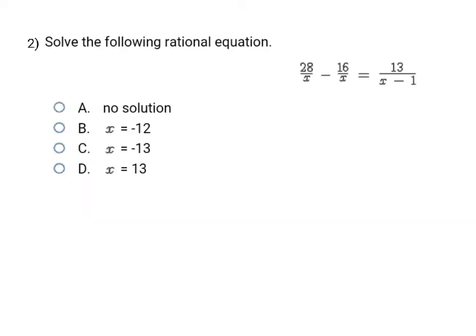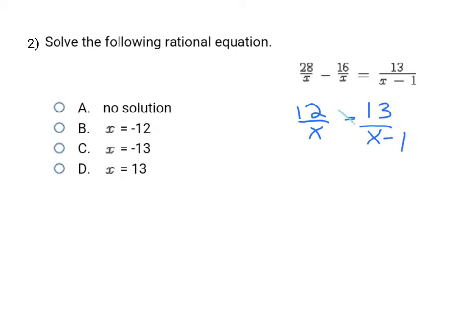Here I'm solving another rational equation, but on this side I have two fractions equal to one fraction. It's always my goal when I'm solving and I have fractions to get one fraction equal to one fraction. So I want to see how I can combine this left side into one fraction. Well, it's subtracting fractions, and remember when you're subtracting fractions you need a common denominator, and these are both x, so I've actually lucked out. I can just subtract the tops. 28 minus 16 is 12. So that means I'm going to have 12 over x equal to 13 over x minus 1.